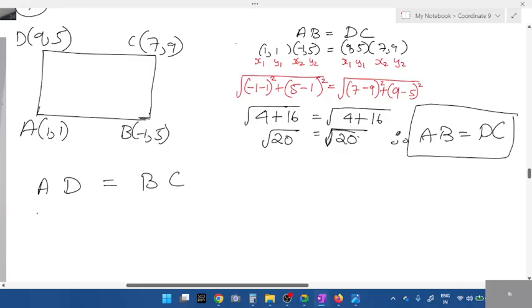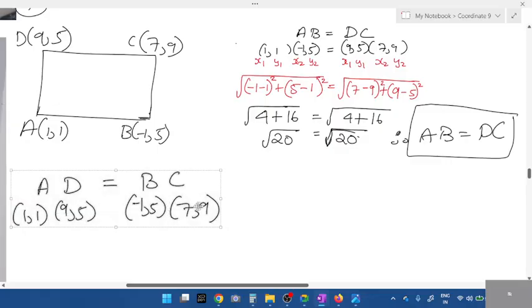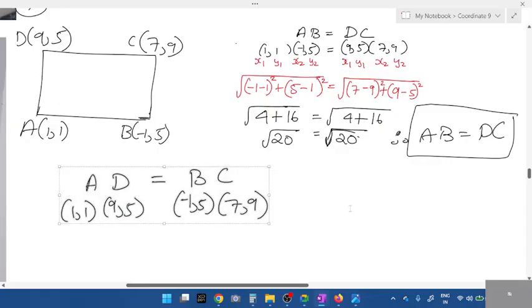BC. A is 1 comma 1 and D is 9 comma 5. Next, for B, minus 1 comma 5 and C, 7 comma 9. Again, separate question. Use x2 minus x1. Complete it. Is this clear? All of you understood? Ananya, Anya, Delicia.